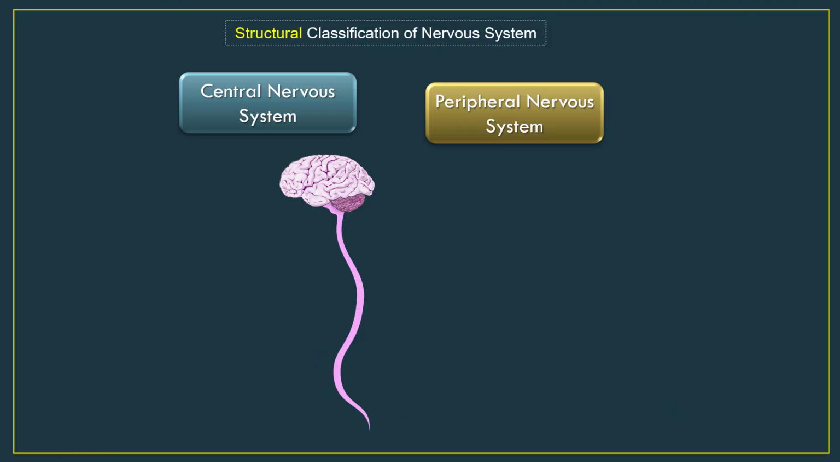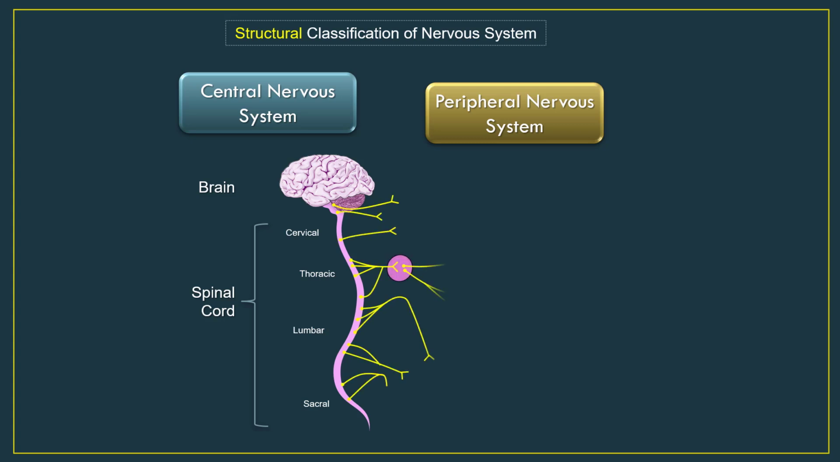Now, looking at the structural classification of the nervous system, we can divide it into central nervous system and peripheral nervous system. The central nervous system comprises the brain and spinal cord with its 4 segments: cervical, thoracic, lumbar, and sacral. The peripheral nervous system is the nerves which are coming out from the brainstem and the spinal cord, so cranial and peripheral nerves.